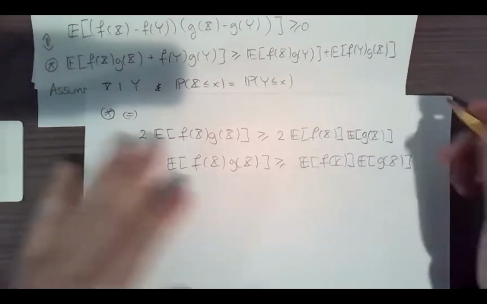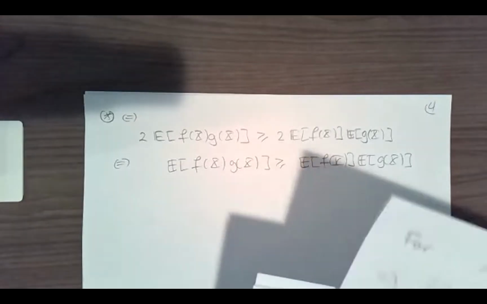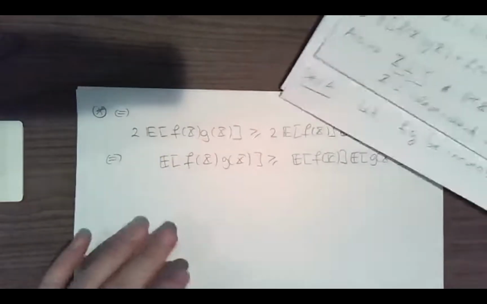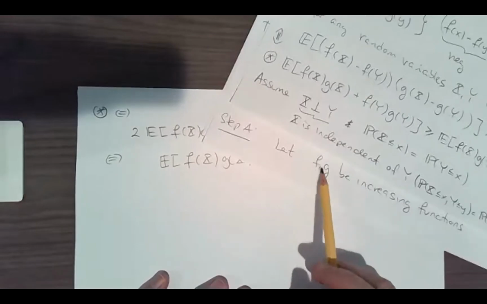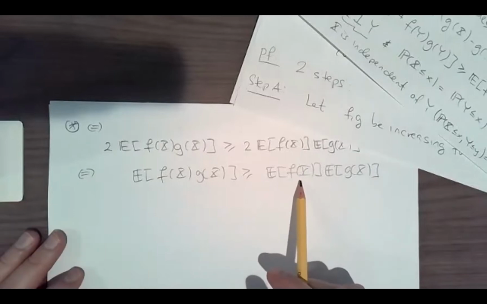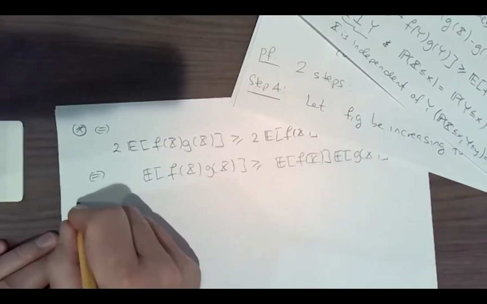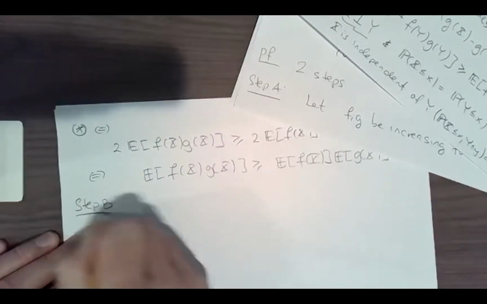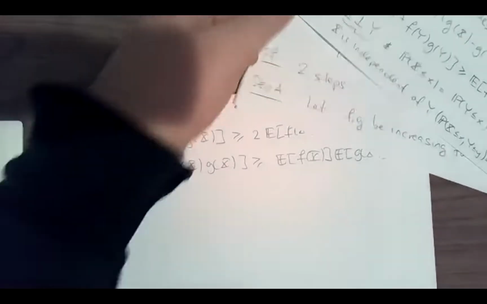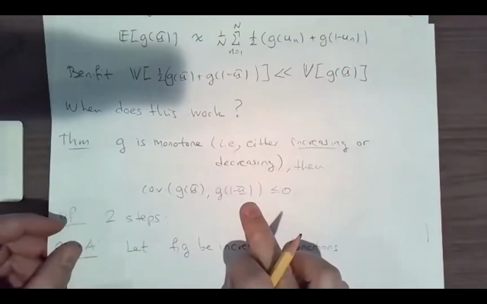We good so far? This was step one. That was the first step in the proof. What it shows is that if I have two increasing functions, I get this property here for any random variable x. So step two is going to be to apply this previous step to prove the result, and the result is, let's just recall it, the result is this one here.